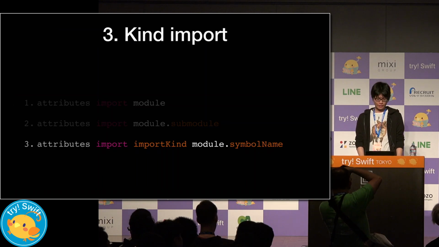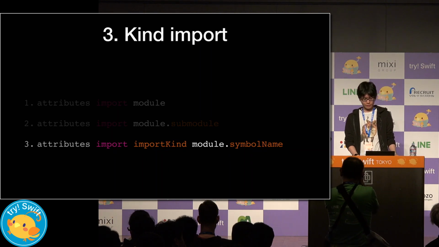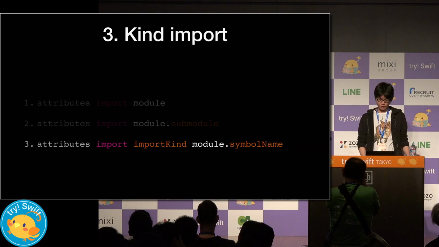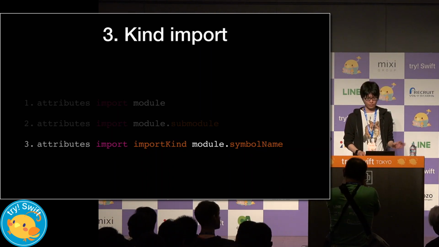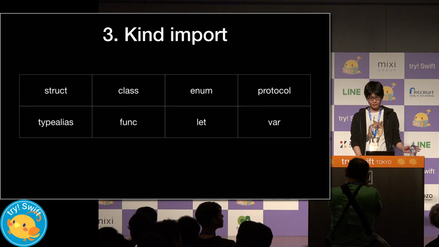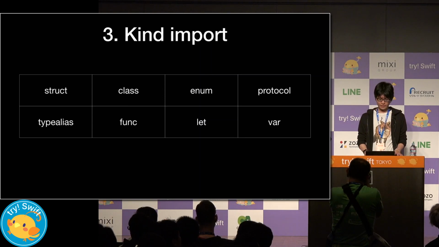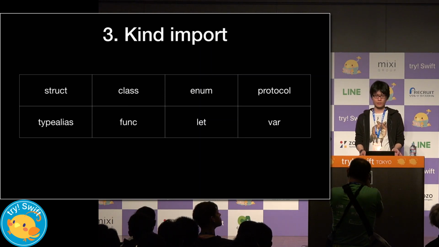Lastly, I will introduce the kind syntax. If you specify the kind, it will import only that symbol. For example, if you want to only import the User class, you should write class User after the module name. Kind can specify struct, class, enum, protocol, typealias, func, let, and var. These are the same elements as you see in Swift.